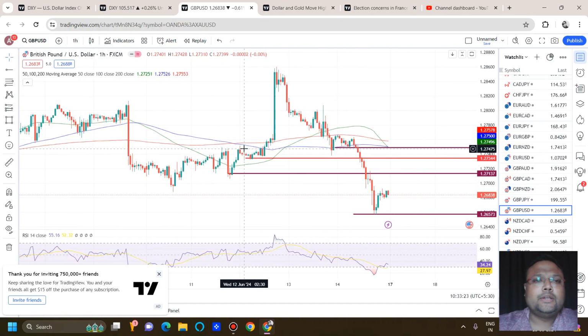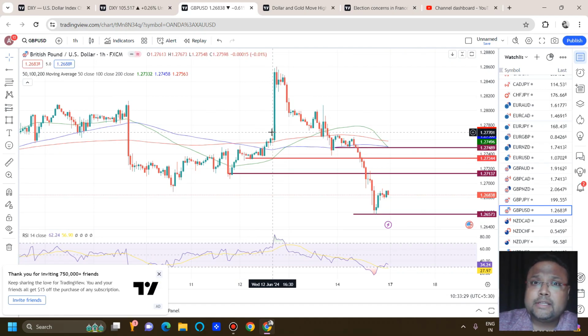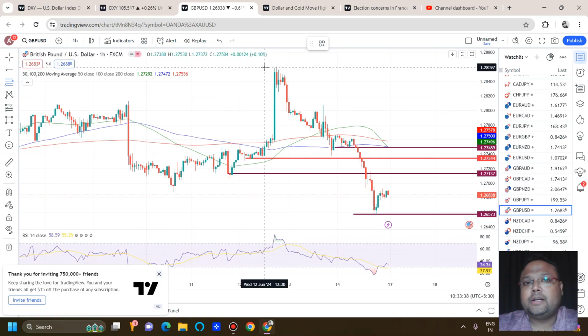And now let's look at the chart of GBP USD. On GBP USD also we have a similar picture. So here also the sellers are dominating. So following the trend of the market, respecting the trend of the market, sell on rise seems to be the best trading strategy here as well.